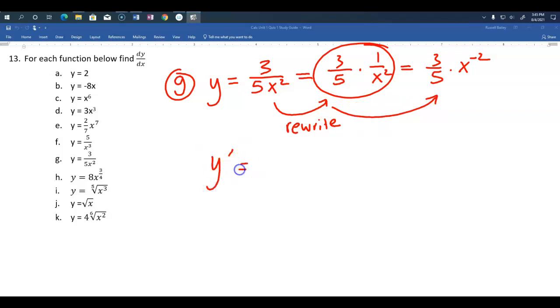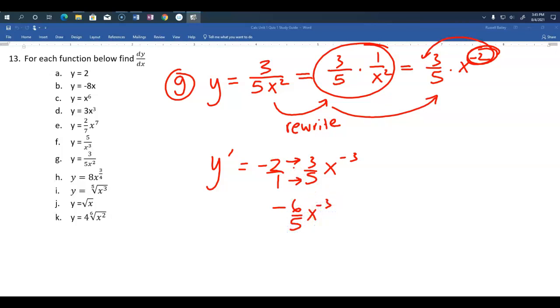And now we go ahead and apply the power rule. So I'm going to multiply -2 to the front, and I'm going to take 1 away from the power. On this one, I can't cross reduce, so I'm just going to simplify by multiplying straight across. So I end up with -6 over 5.